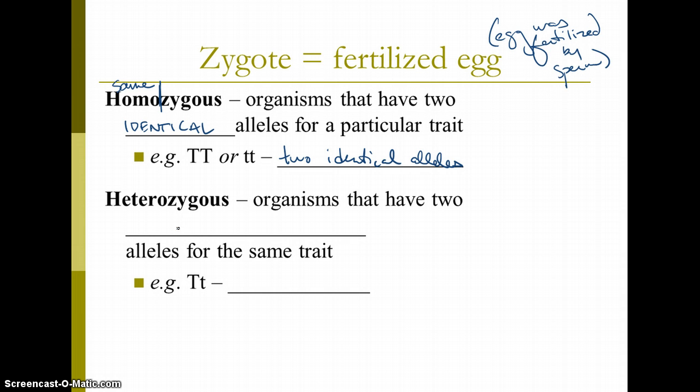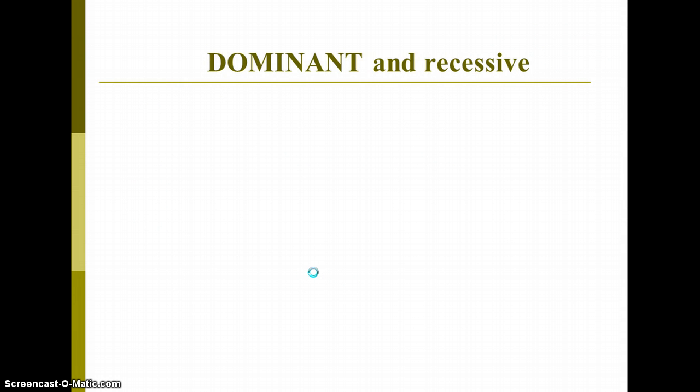So the order of amino acids that's coded from the big T might be slightly different than the little t. So by contrast to homozygous, heterozygous, hetero means different. So heterozygous means organisms that have two different alleles for the same trait. So big T and little t are two different alleles. Okay? I hope that makes sense. And then we've got to talk about dominant and recessive. And notice that in dominant, we write it in all capital letters, and this is all lowercase.